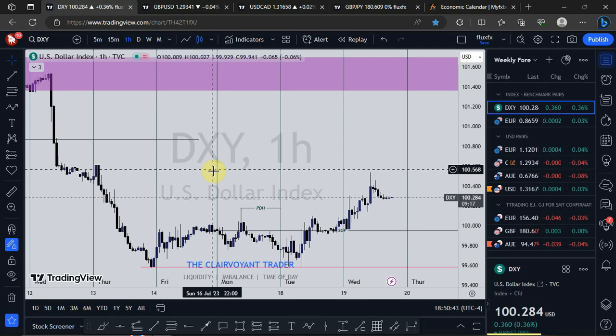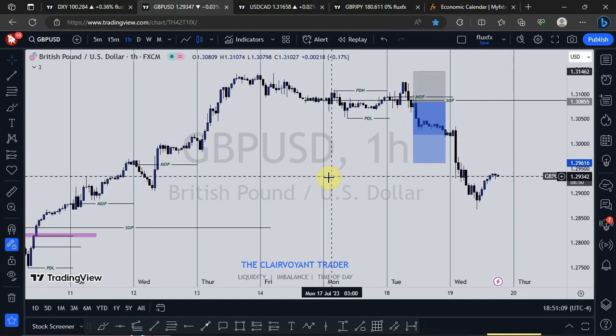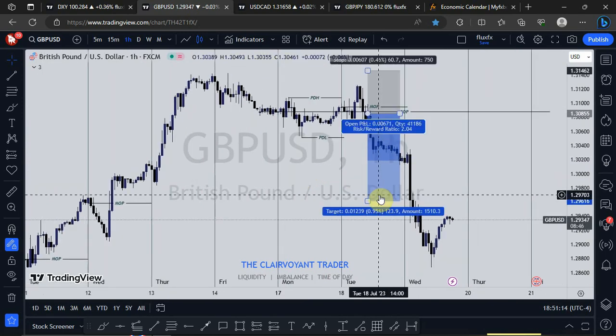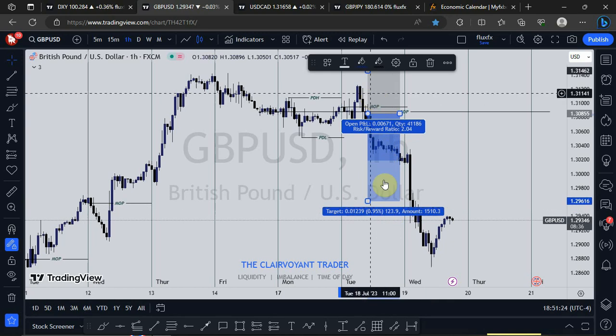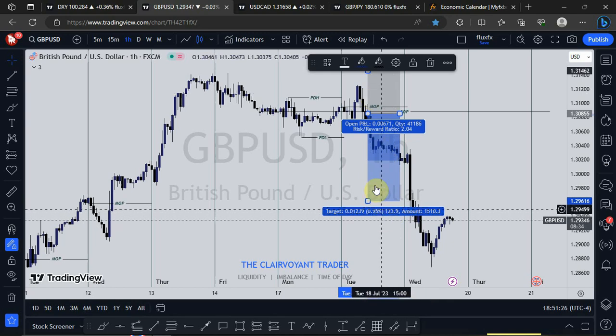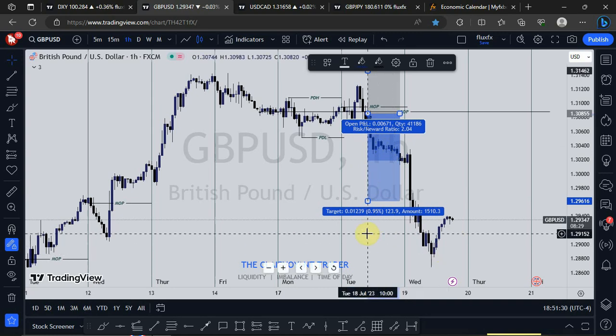So let's look at what is happening on GBPUSD. For GBPUSD, we took a trade in my VIP group, that is my swing trading room, on GBPUSD, and we made 123 pips. We caught 123 pips on GBPUSD. I was expecting price to shift to the downside, and it happened exactly that.